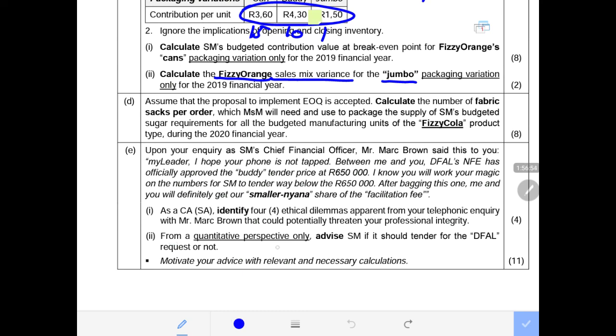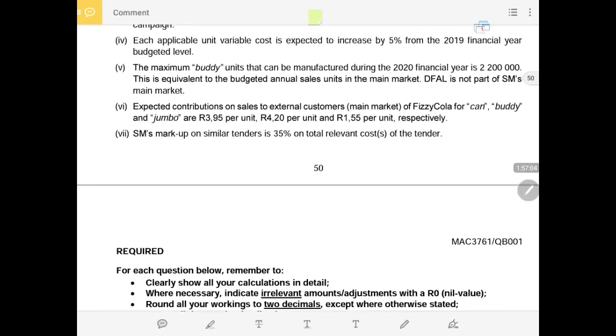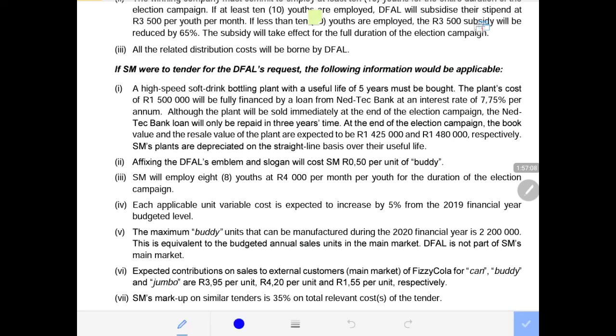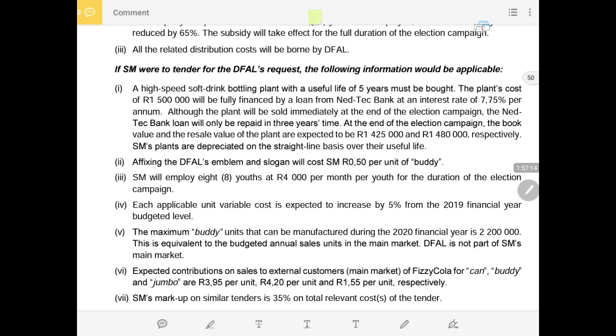From the quantitative perspective, advise SM if it should tender for this deal request or not. That's why now we look at the tender information. What does this tender do? Are we going to incur more cost or no cost? Is there going to be extra employees that we're going to employ or not? Then we take the decision. But I will record this one separately so that I have all the details and I explain in detail without the time being a limiting factor as we speak.